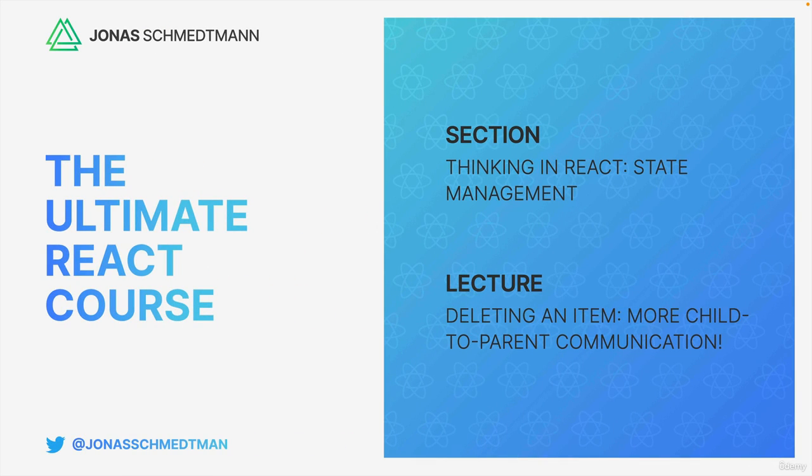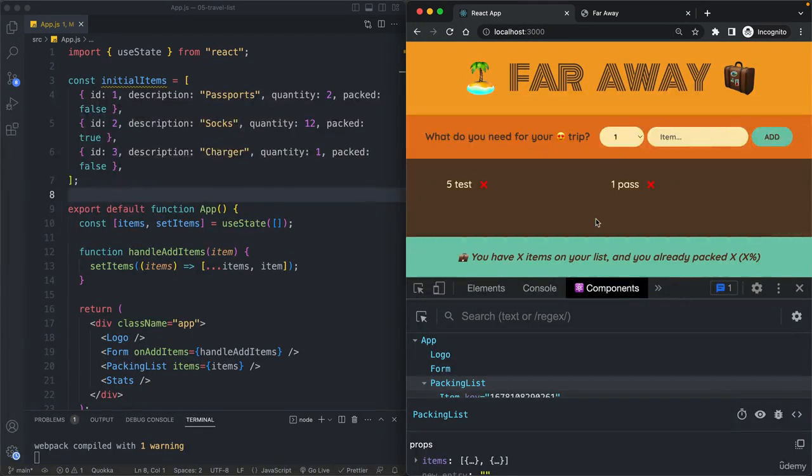So we just learned what child-to-parent communication means, and so let's now do some more of it in order to delete items from our list. So the idea here is that whenever we click on one of these crosses next to an item, it will then delete the item from the state and therefore from the user interface.